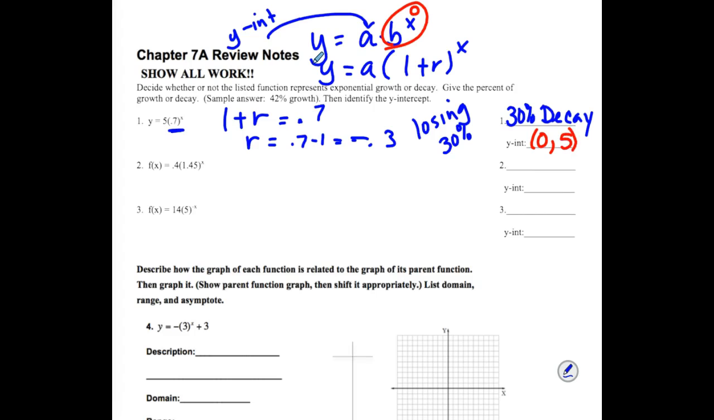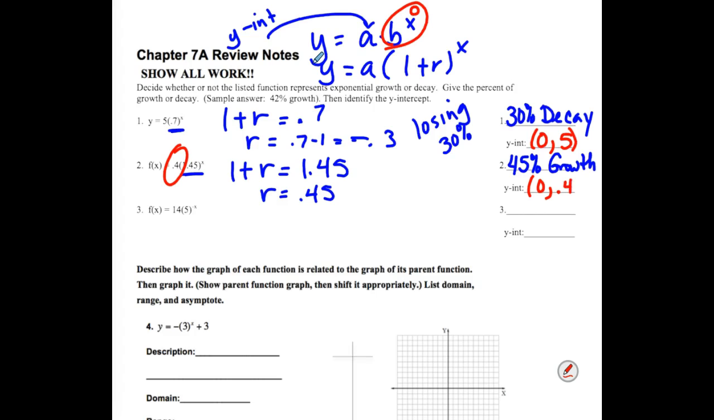All right, for our next one, we have y, or f of x, equals 0.4 times 1.45 to the x power. So again, we're looking at 1.45. So 1 plus what gave us 1.45? Subtracting 1 from both sides, we have r being 0.45. Since it's coming out as a positive value, we have a growth situation. We would say we have 45% growth. And again, looking for that y-intercept, our a value is 0.4, so my y-intercept would be 0.4.